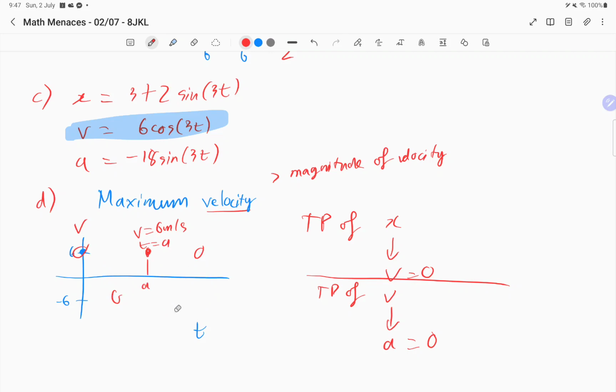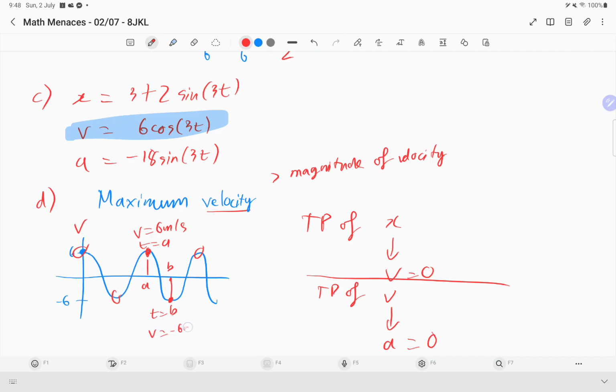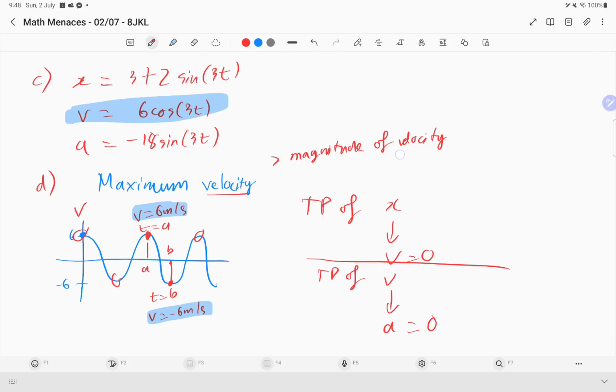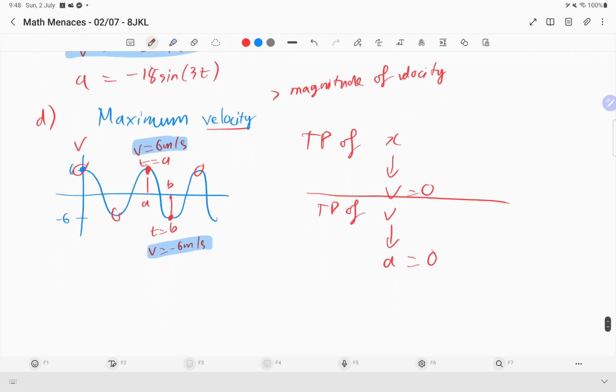Right? And at this point, at time equals to b, a couple seconds later, the velocity is -6, but the speed is still 6. Does it make sense? So this is maximum velocity, it's just the top point, the maximum point, right? But maximum speed is both the maximum and the minimum velocity, whichever is higher.